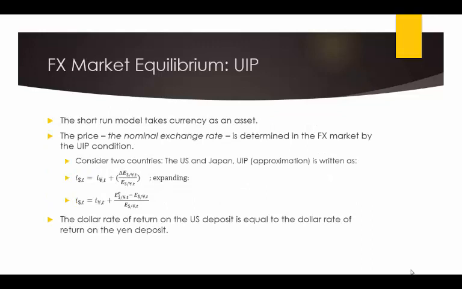In the short run, currency is treated as an asset, the price of which is determined in the forex market by the UIP condition. As we have shown before, the UIP condition can be written in approximation form as the interest rate in the home country being equal to the interest rate in the other country plus the expected depreciation in the home country's exchange rate. So for two countries, say the United States and Japan, with the US being the home country, the UIP condition has the US nominal interest rate being equal to the Japanese nominal interest rate plus the expected depreciation of the dollar-yen exchange rate.